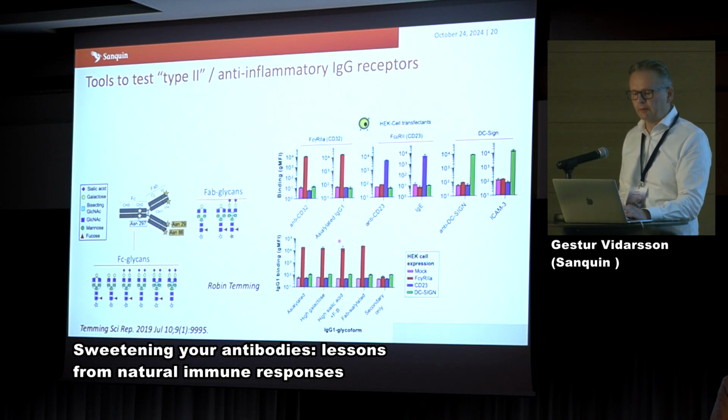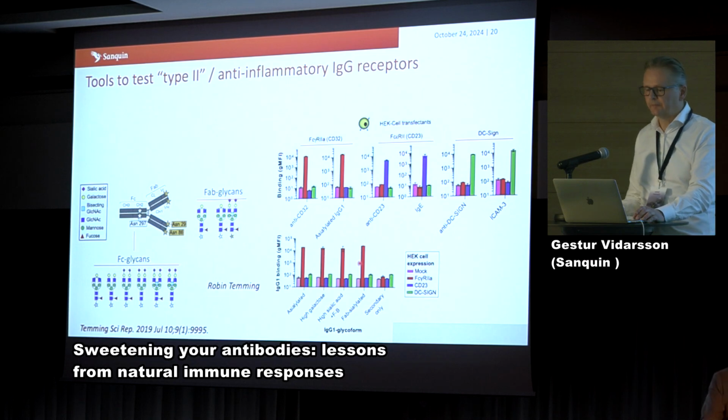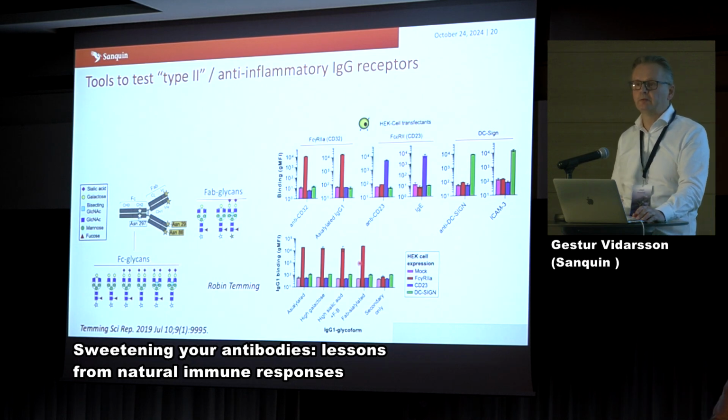But when we look at binding by flow with these antibodies, we don't see any traces of binding to DC-SIGN or CD23 by either Fab or Fc glycosylated antibodies, no matter how you glycoengineer them. Only the Fc gamma receptor 2 is binding to all these antibodies and not discriminating. So the question is, of course, this is by flow. We're looking at monovalent interaction. Perhaps these are low affinity interactions.